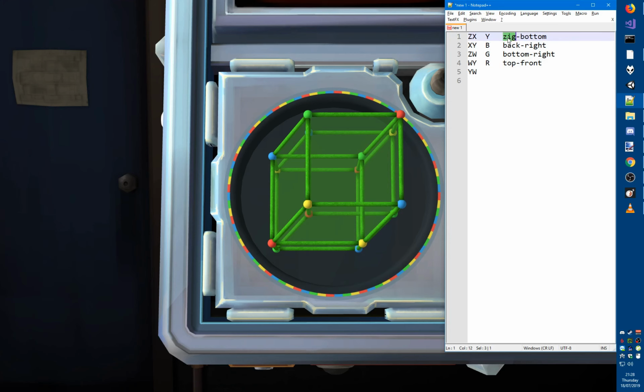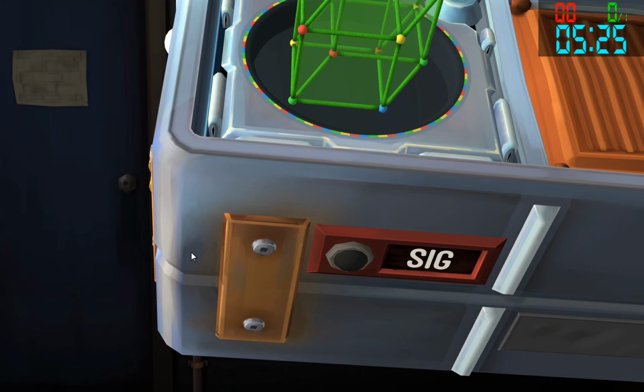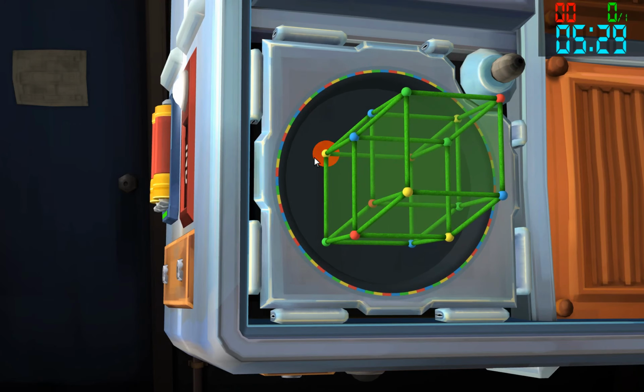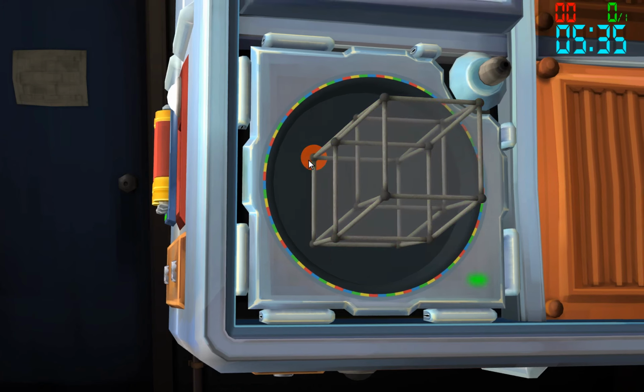First of all, zig. Now zig is the sort of left part of the diagonal, so it's this cube here. And then we want the bottom of that, which means it's the part that is closer to the module. So we want these here, the yellow, the red, the blue, and the green there. And out of those we want the yellow. So this is the answer.